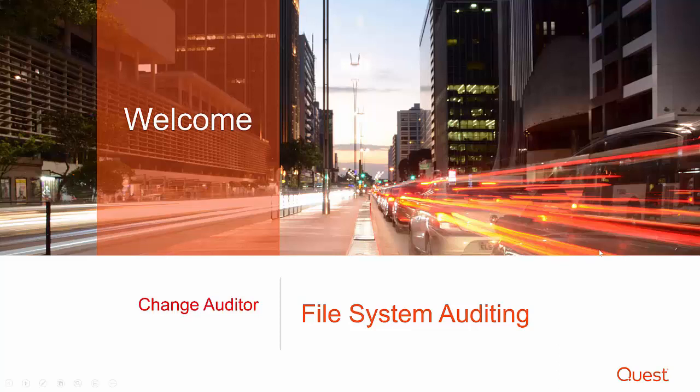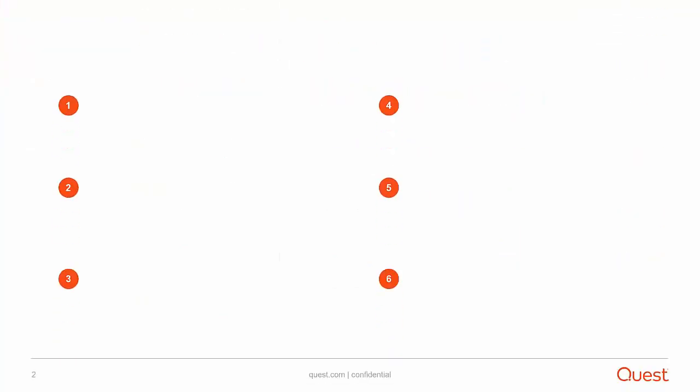In this video, I will show you how to enable file system auditing in Quest Change Auditor. There are a total of 6 steps that we need to follow carefully in order to enable file system auditing. Step number 1, a very important step: check the availability of the license in your environment.